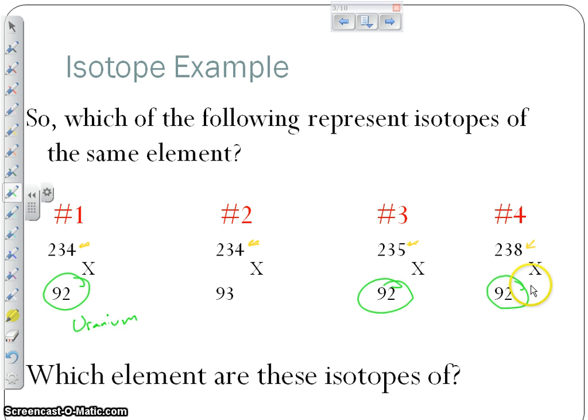So that's this guy, and this guy. Your 93 right here is actually going to be neptunium. So while it may have the same mass as number 1, it's not even the same element. And yet number 1, number 3, and number 4 all happen to have the same atomic number and different masses. So there are 3 different isotopes of the same atom.